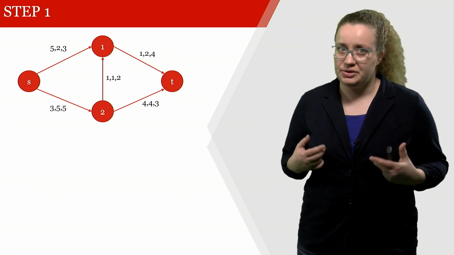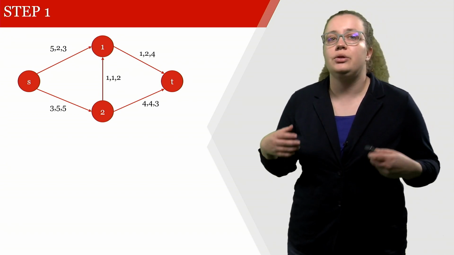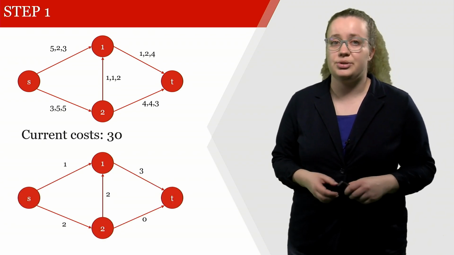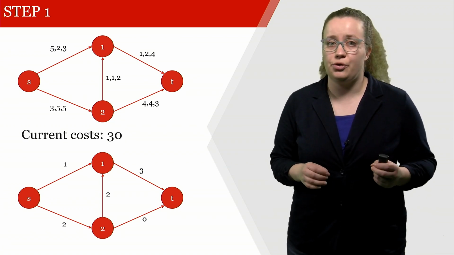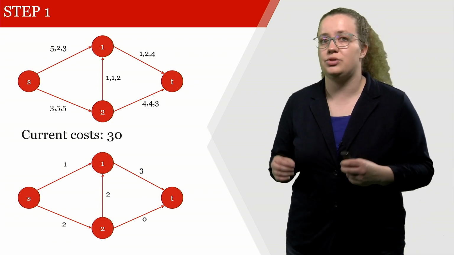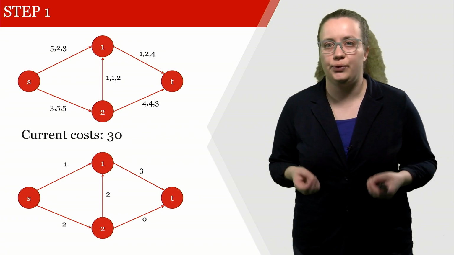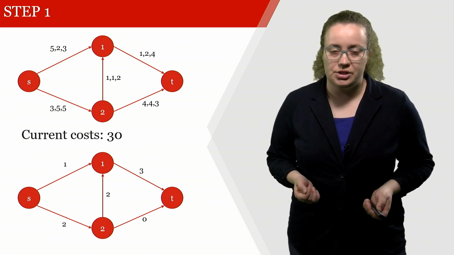So now let's look at the first step. In the first step, we determine the current costs using the current flow. The currently best flow is this here. We send a flow of 1 from S to 1. We send a flow of 2 from S to 2 to 1. And then a flow of 3 from 1 to T. We can do so using the minimum cost network flow problem. And that tells us, okay, costs are 30 right now.